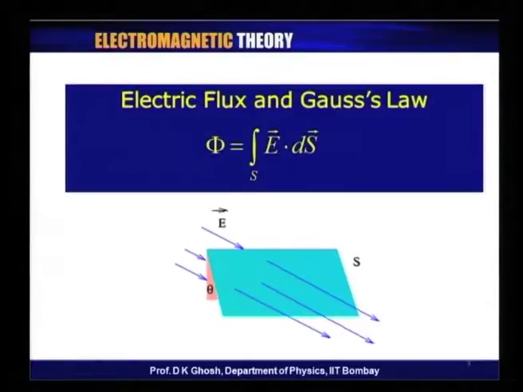The flux essentially comes in the same way as when, for example, you have flowing water. Now, when flowing water passes through a surface, the amount of flow that goes out of that surface depends not only upon the velocity of the flow, but also upon both the area and the orientation of the area to the direction of the velocity. Exactly the same way, we define the flux of an electric field.